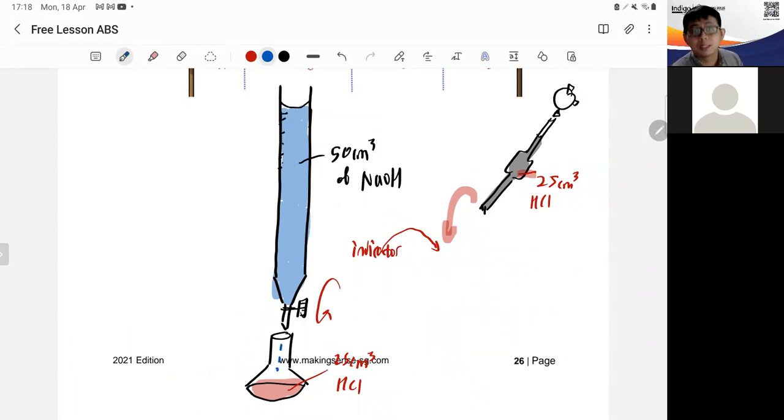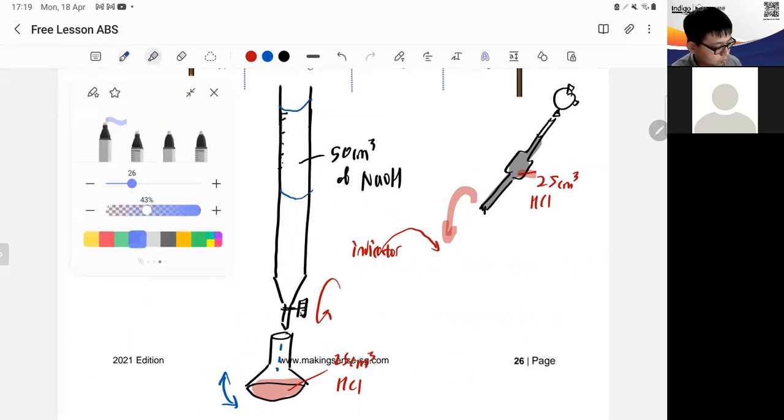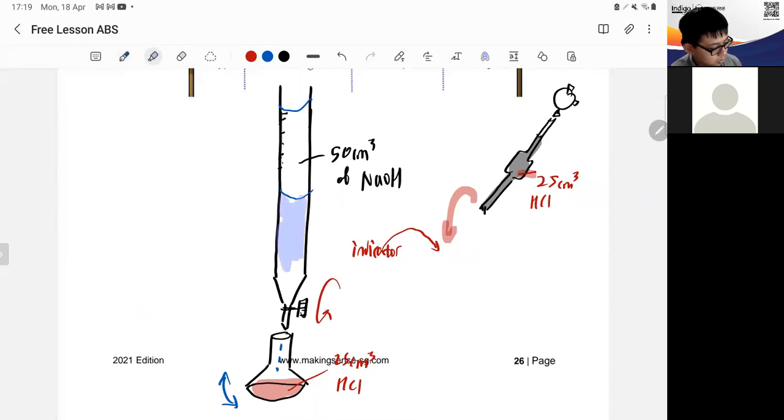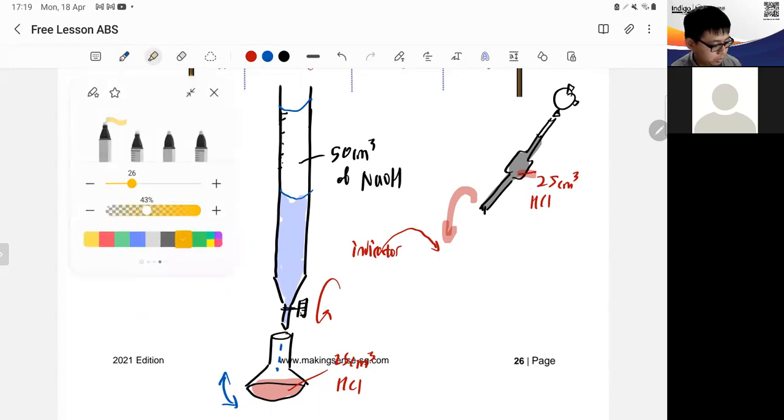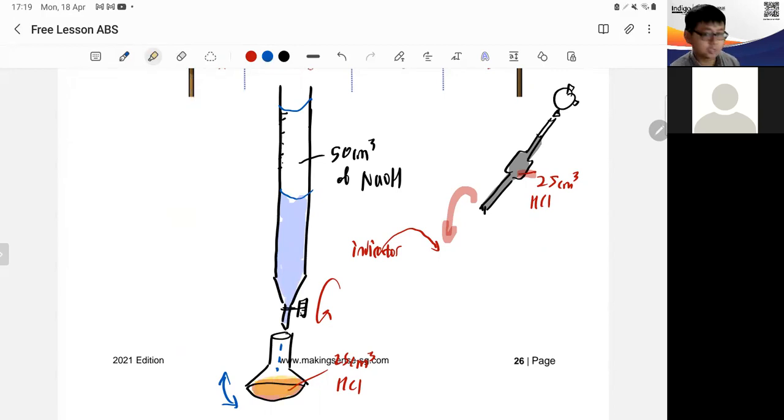The moment you add, you must keep swirling. As you keep swirling and add more and more into the solution, you start to notice the color starts to change slightly. You keep adding drop by drop until there's that one drop that changes the color permanently. That's when you stop the reaction. So perhaps it was originally here, maybe down to here. Then it changes color, maybe to orange. Then I stop.